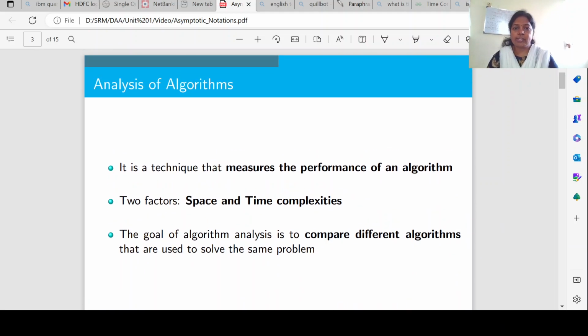Before discussing asymptotic notations, first we must know what is meant by analysis of algorithms. Analysis of algorithms is a technique that measures the performance of an algorithm. It is based on two factors called space and time complexity. The eventual goal of analysis of algorithms is to compare different algorithms to solve the same problem.